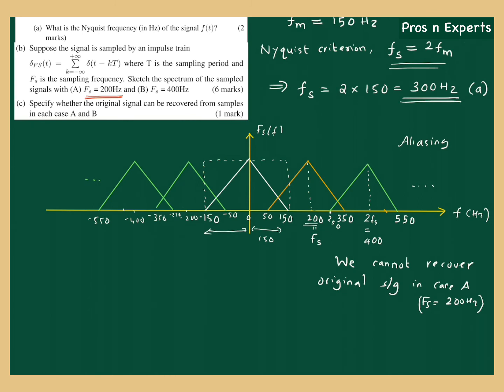Why is this so? Because we have already proved that fs should be at least equal to 2 times fm, that is 300 hertz. We obtained that in question A. But here, instead of 300 hertz, fs is only 200 hertz, less than 300 hertz. So this is not obeying the Nyquist criterion. That's why this signal had to encounter aliasing. So the original signal cannot be recovered in this case.